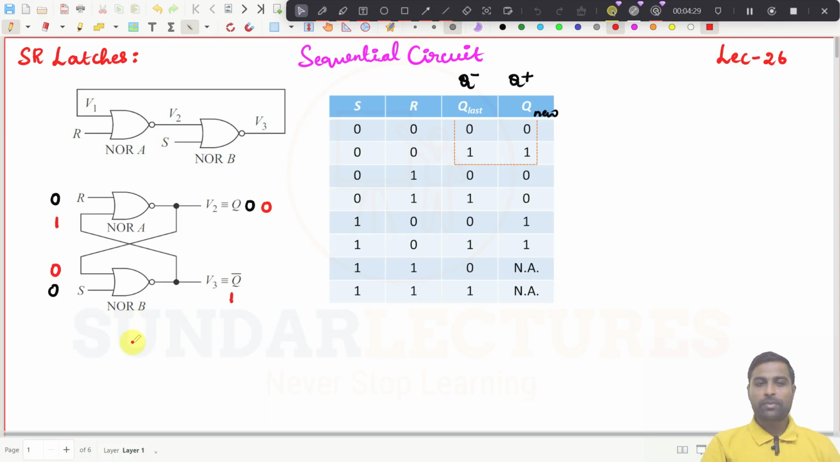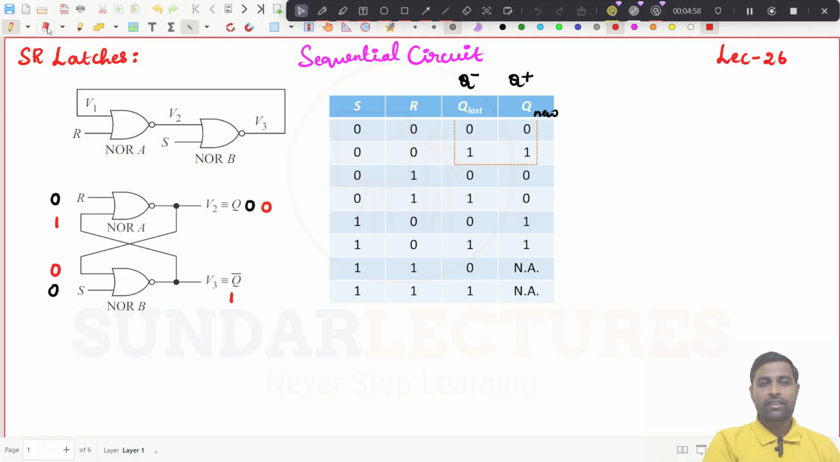Can you understand what I am saying now? If the present state is 0 and I apply R equal to 0 and S equal to 0, the next state also remains 0. That is what we have written here. See here, if S equals 0 and R equals 0, the present state is 0 and the next state is also 0. This is the first condition, and let us go for the second one now.